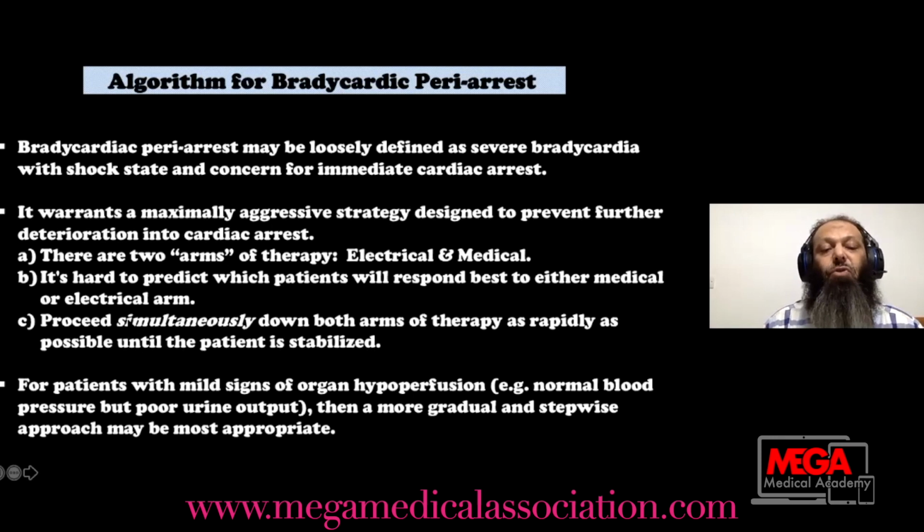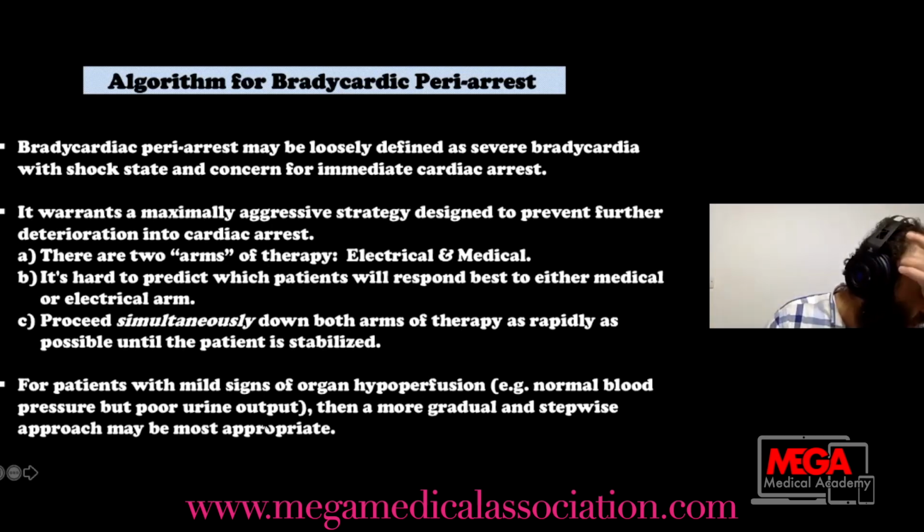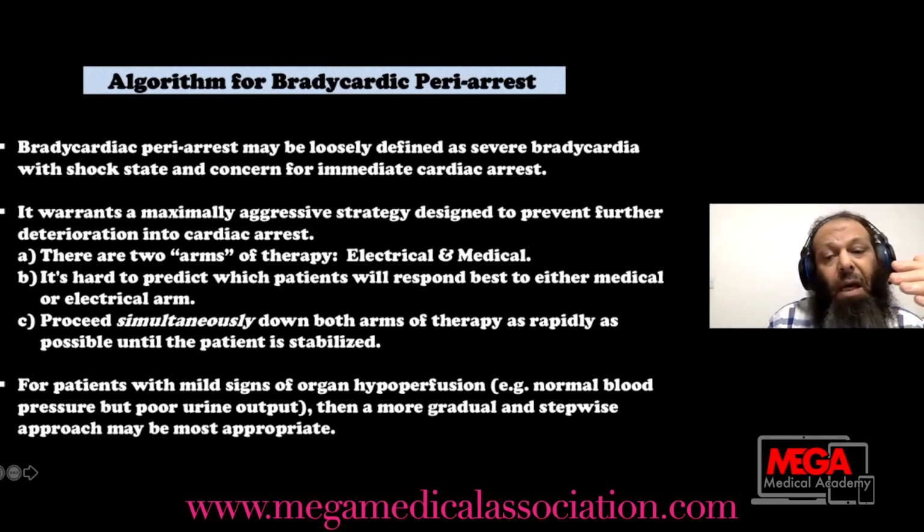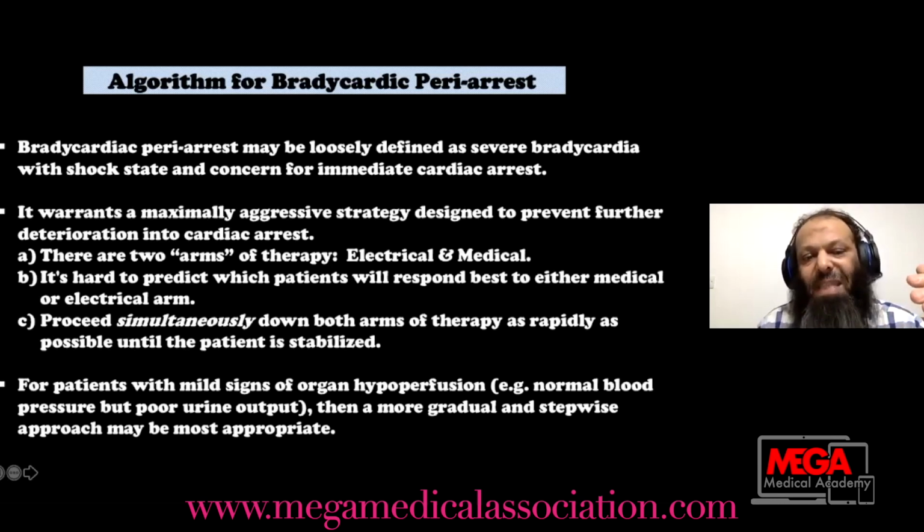So better to use both arms of therapy simultaneously, as rapidly as possible until the patient stabilizes, then you will de-escalate. The same we do with the antibiotics. You start broad, then you de-escalate gradually. For patients with mild signs of organ hypoperfusion, like, as we mentioned, normal blood pressure but poor urine output, now he has a normal BP, but he has one of the signs of hypoperfusion, then a more gradual and stepwise approach may be most appropriate, different from this pre-arrest. So this is what we call the pre-arrest bradycardia approach.